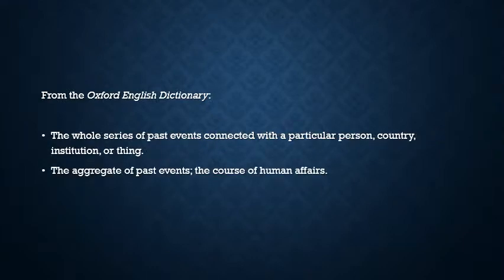And that brings us to these two final excerpts from the dictionary definition of history. The whole series of past events connected with a particular person, country, institution, or thing. The aggregate of past events, the course of human affairs. So everything that has happened in the past is history. And the way we record it, the way we write about it is history. The way we study it, these are all things that we mean by history.